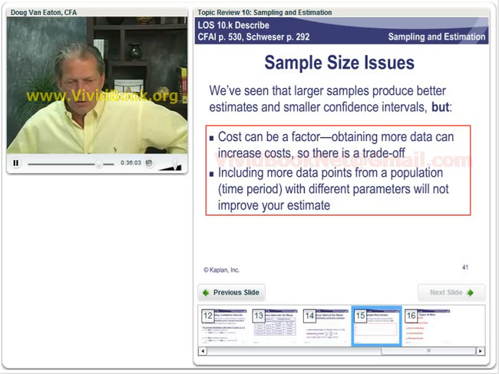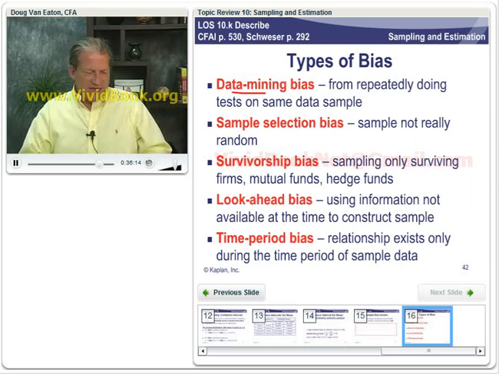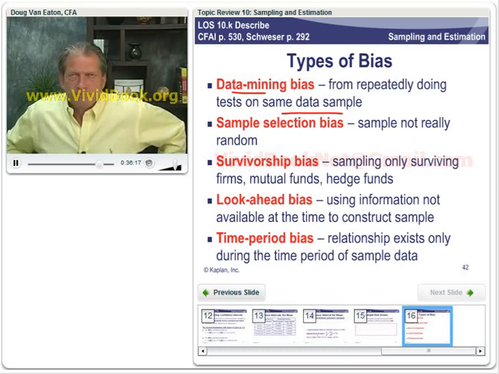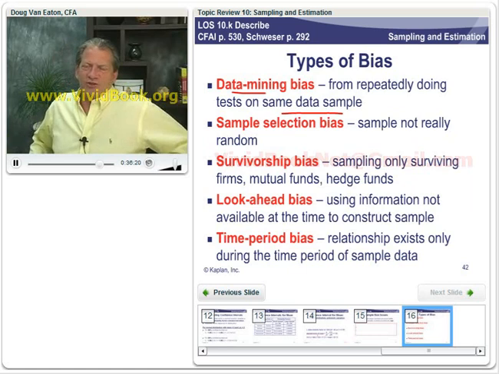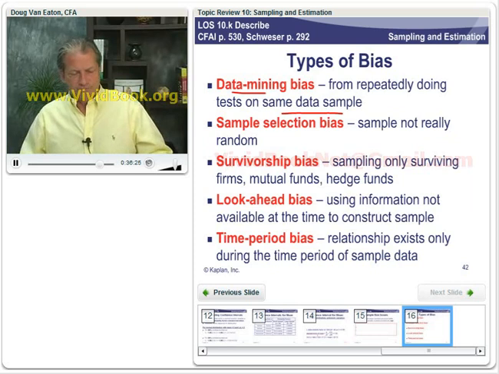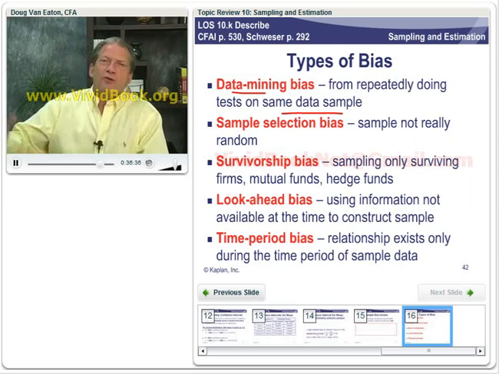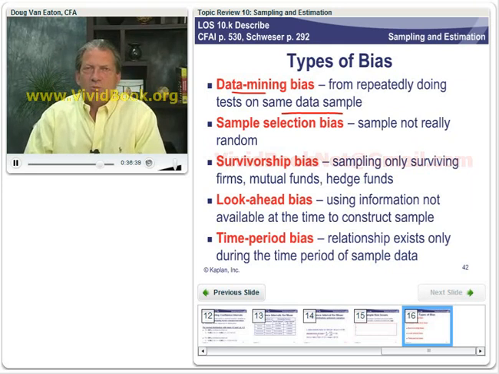And we've got, what, 1, 2, 3, 4, 5 of these to look at. First one, data mining bias, from repeatedly doing tests on the same data sample. Say I had a data sample of firm returns, and I'm trying to come up with some method of putting together portfolios that's going to beat the market. Well, every time I do a test, I'm either going to reject the idea that this method of selecting portfolio stocks beats the market, or I'm going to not reject it.